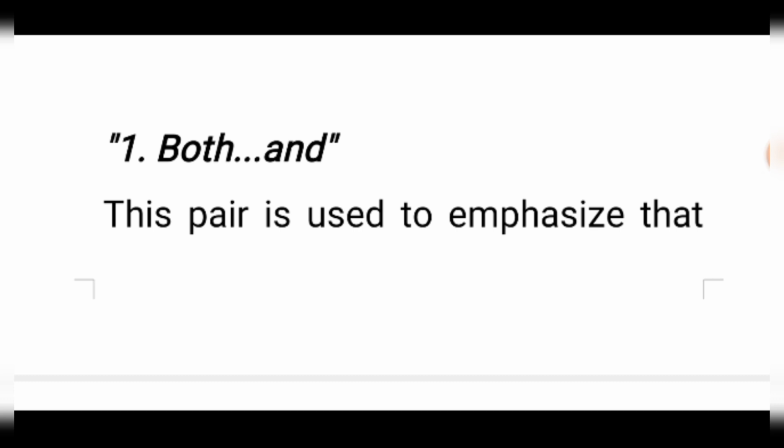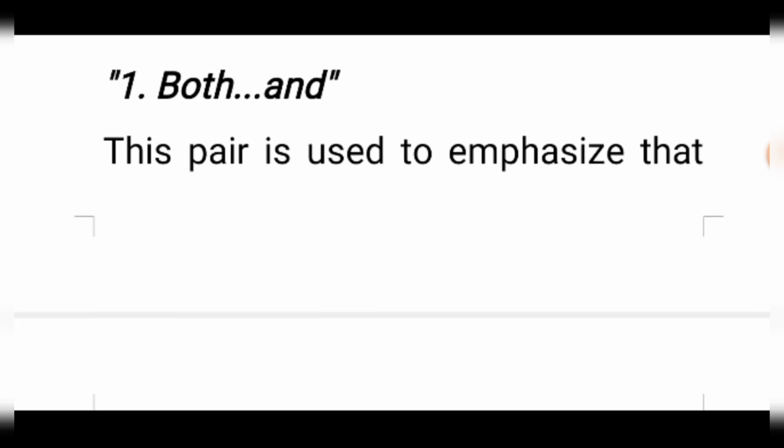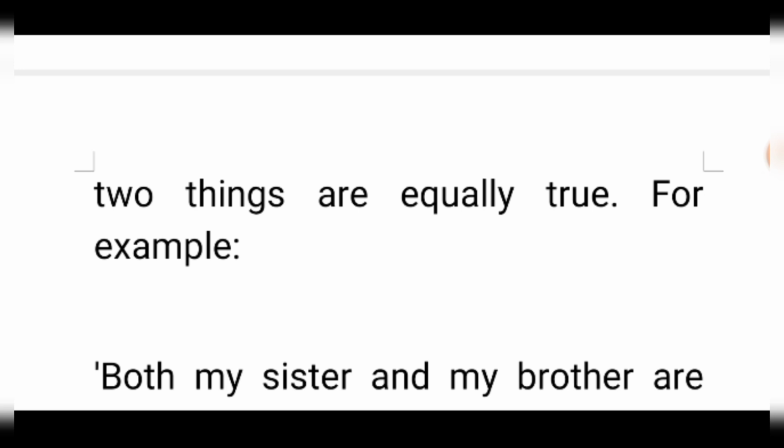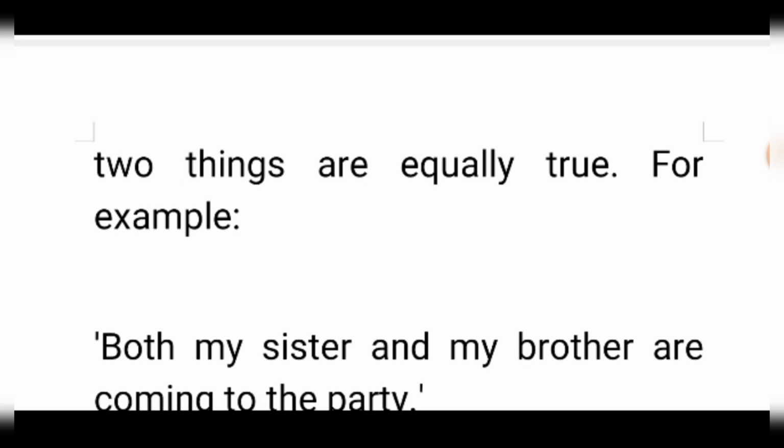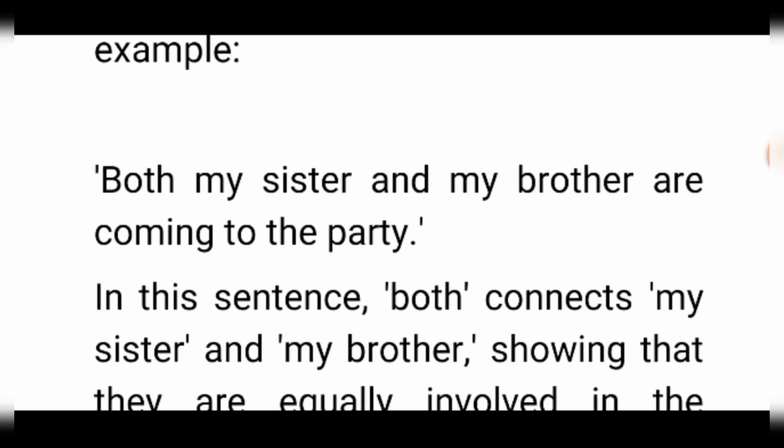One, both and. This pair is used to emphasize that two things are equally true. For example, both my sister and my brother are coming to the party. Now we know that both is a conjunction and and is a conjunction. Both are used in a sentence. The sentence has equal elements. Both my sister and my brother are coming to the party.